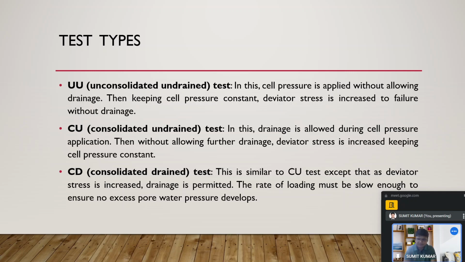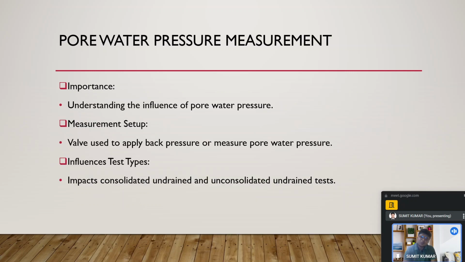Going ahead, pore water pressure measurement is one of the important criteria, because this is one of the best advantages of the triaxial test. We are able to find the pore water pressure parameters, which we are not able to find in the vane shear test, the direct shear test, and many more tests which we perform.